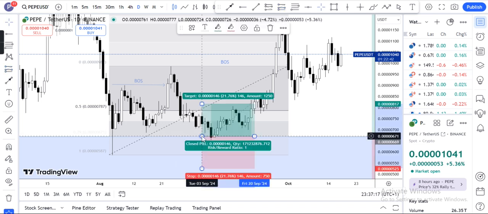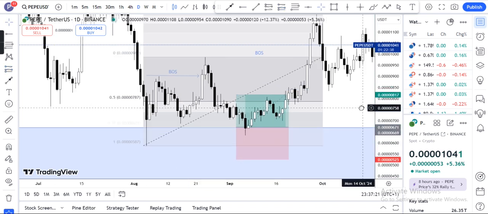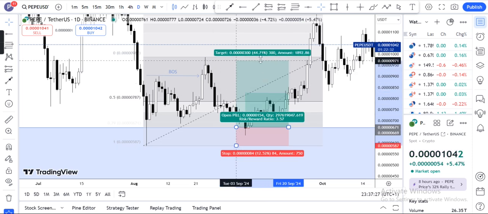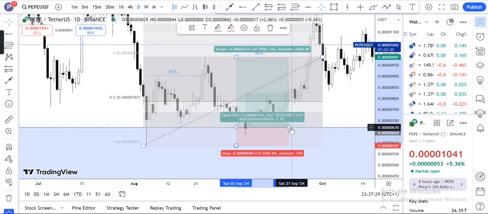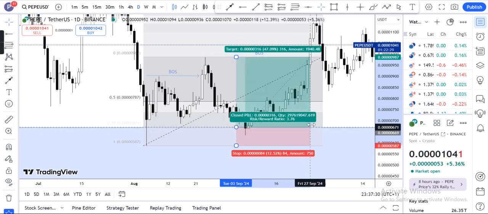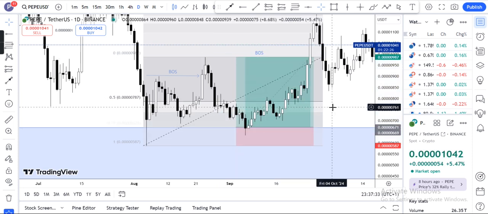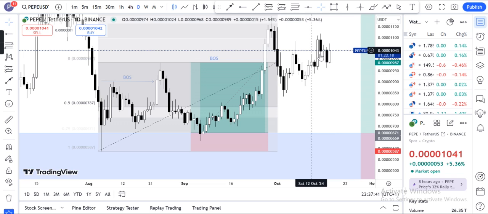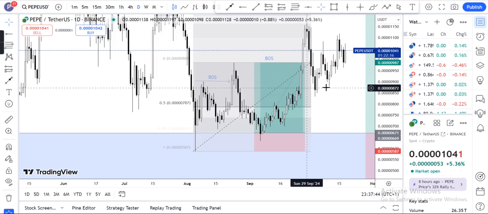Now that trade would have been this way. We would have taken the trade this way, and then take profit at this point. So this would have been the reaction of that particular trade. After that has happened, the market has pushed to the upside and is currently dropping to the downside.